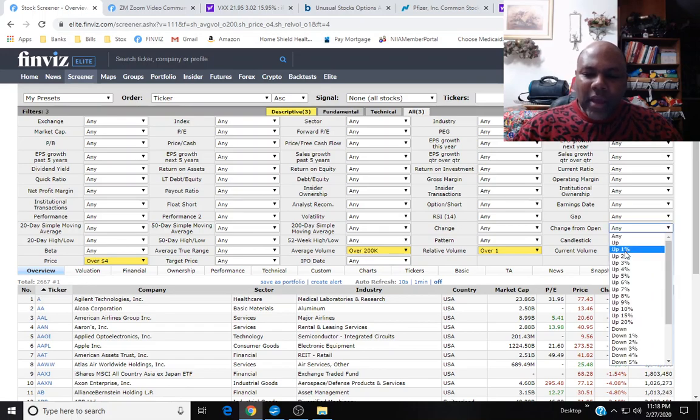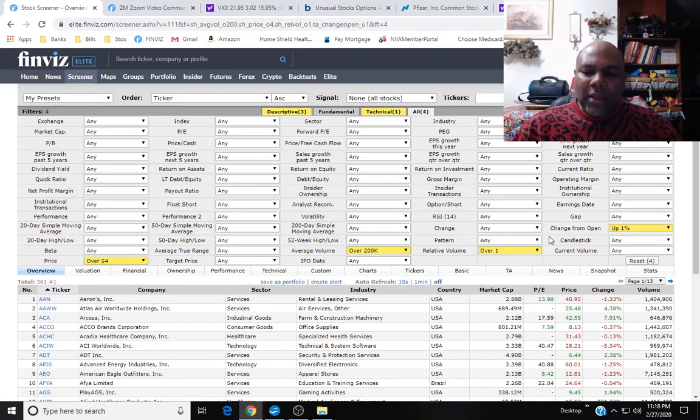You want to change that up 1%. That just means that the opening price to the closing price is a 1% difference from where the stock opened up to where it closed. In other words, it went up 1%.